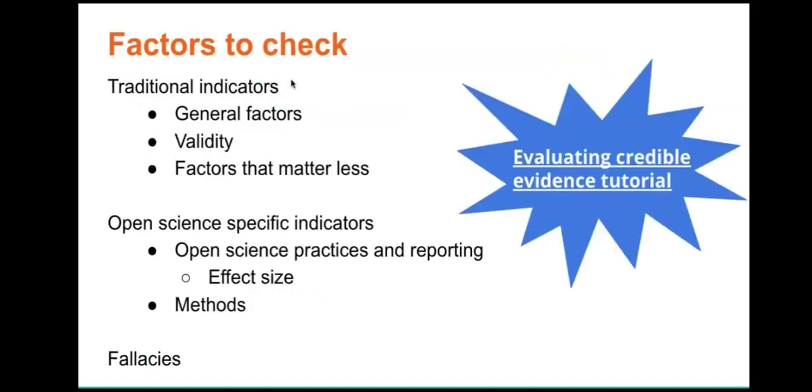So there are a few things to think about or factors to check when you are evaluating these resources. There are a few traditional indicators, some general factors or those pertaining to validity, but there are also open science specific indicators as well. What this means is that in the realm of open science, which is something that our course really believes in and adheres to, there are practices and reporting requirements that are done in order to indicate essentially how much they adhere to these open science methods. So these are some things that you can be thinking about as you're evaluating your resources as well.